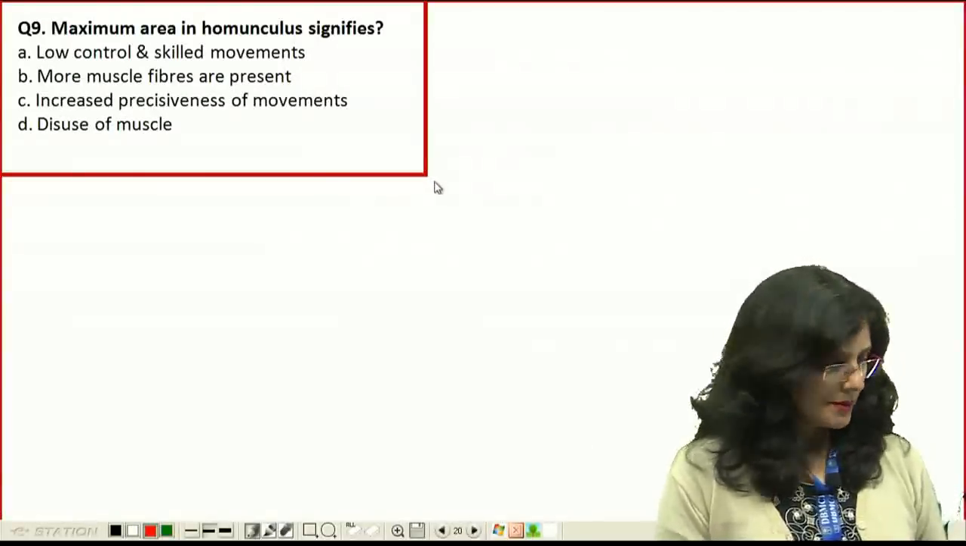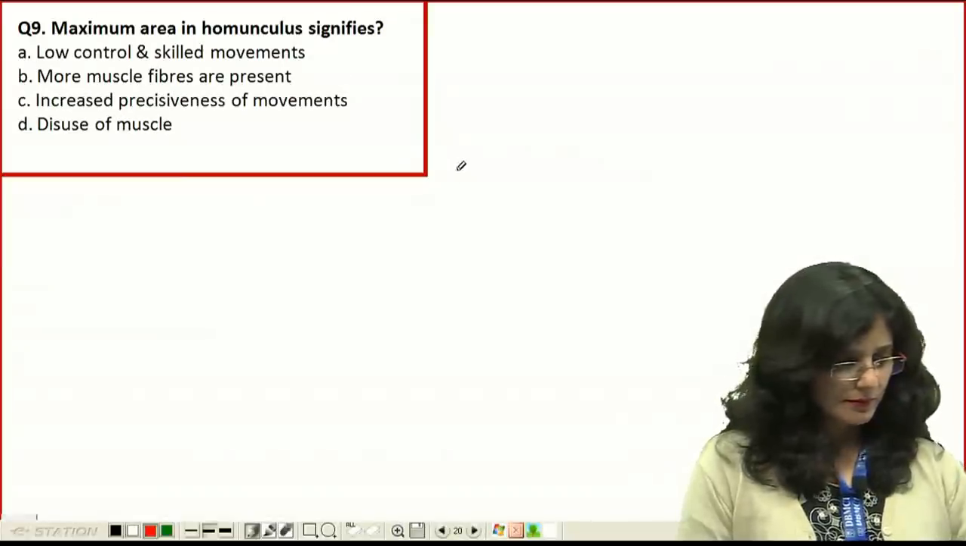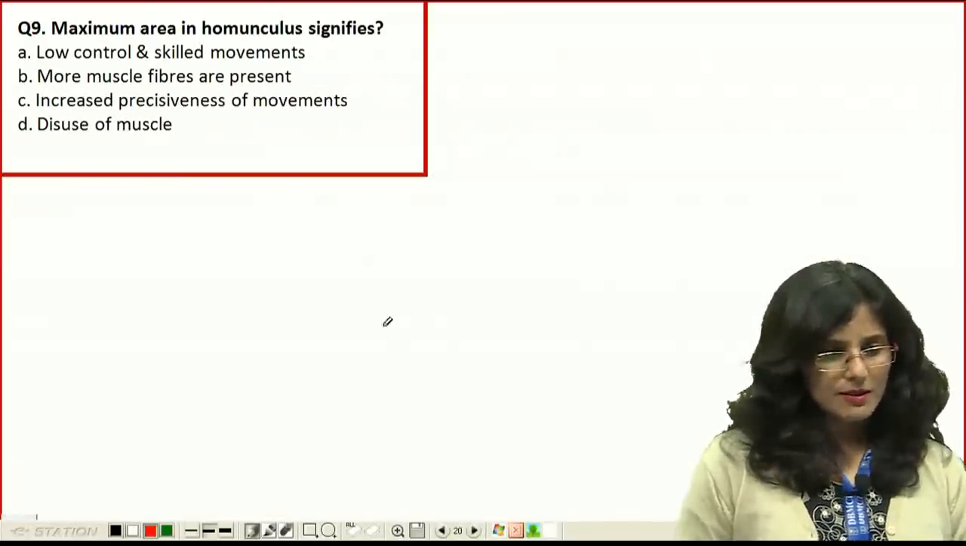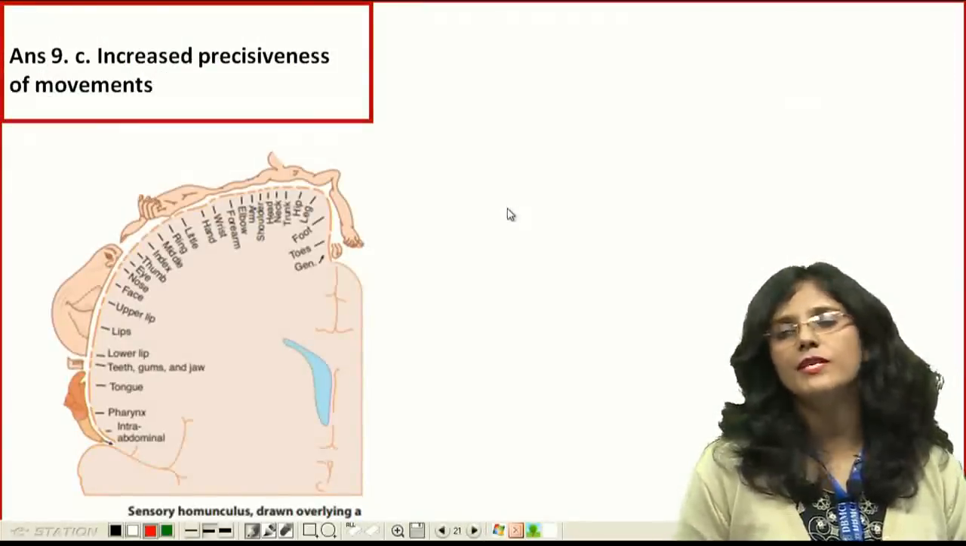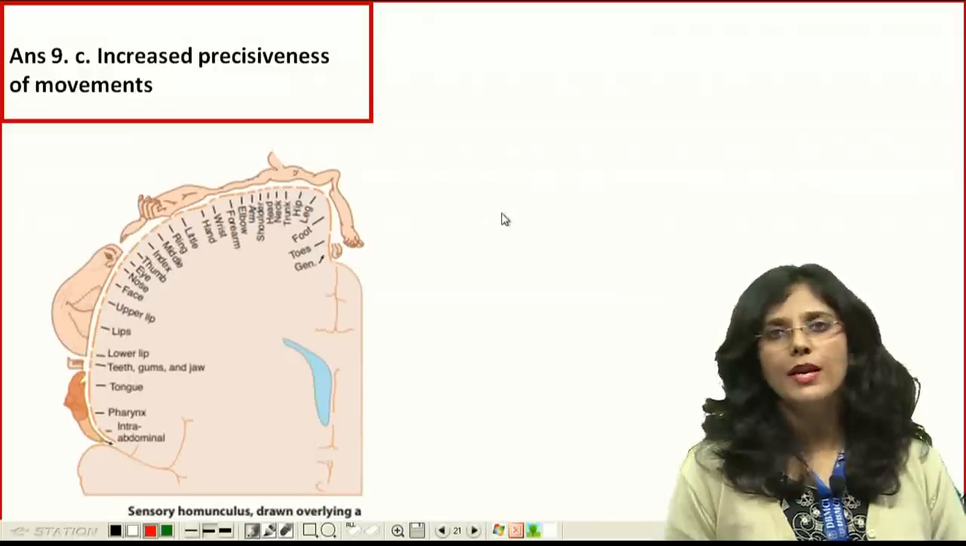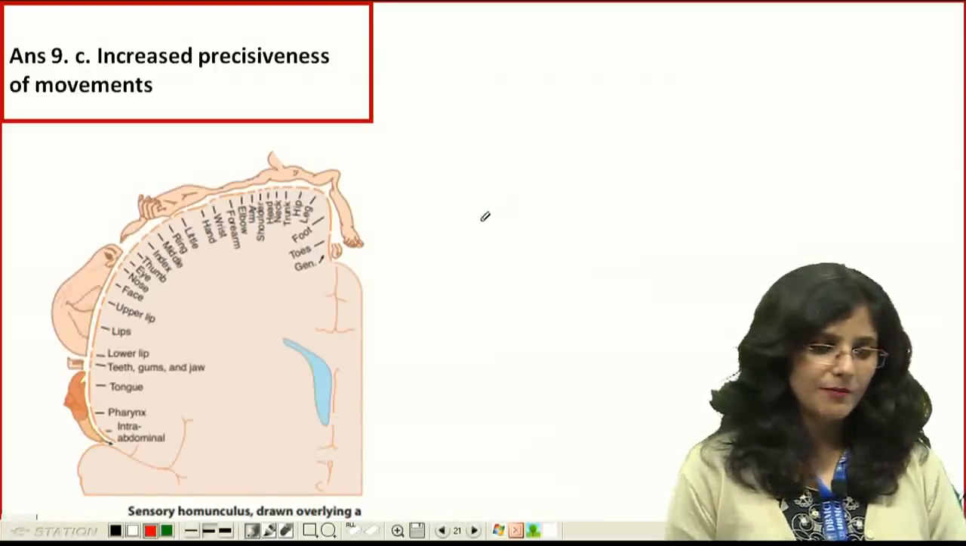Now question number 9. Here the answer is C, which is increased precision of the movement. Let's discuss the question in detail.